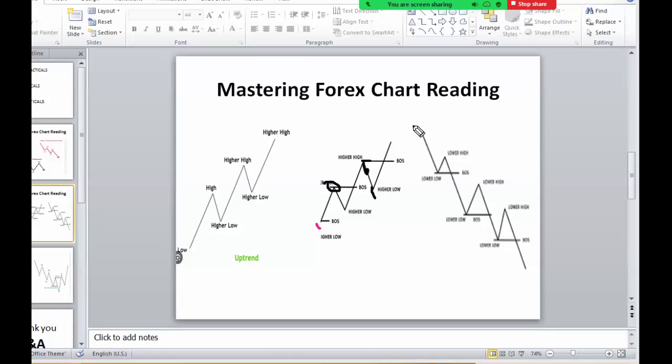So that's for the uptrend. And it does the same thing too for going downwards. So I'm sure we are all familiar with that.